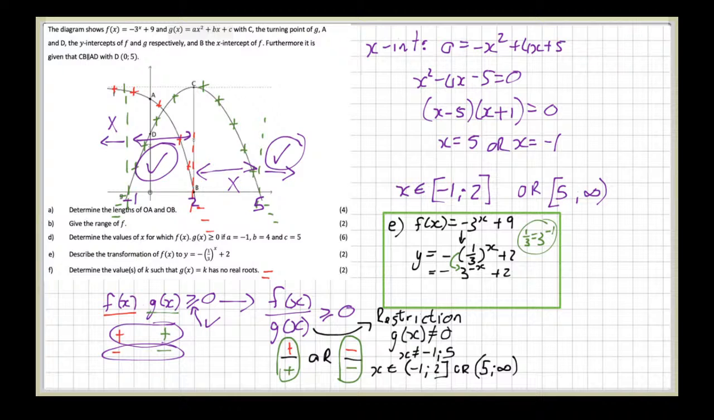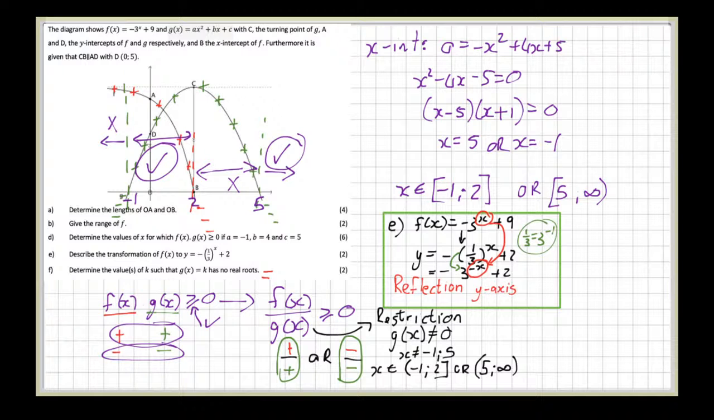Now the question is, how did I get an x and change it into a negative x? What kind of a transformation changes x's into negative x? Well, that's a reflection in the y-axis. Oh, fantastic. So it was a reflection in the y-axis.